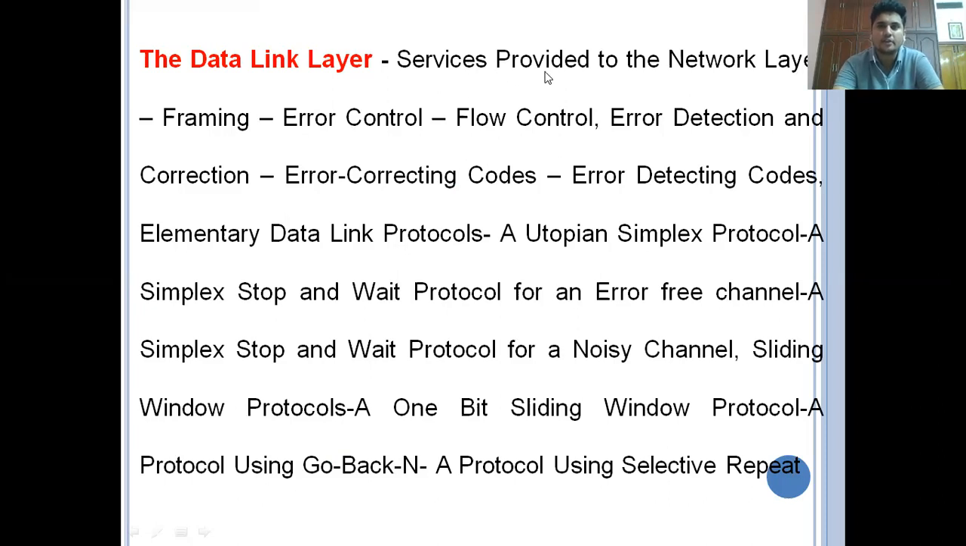That is, the service provided to the network layer, the framing concept, error control, and flow control, and we discussed error detection and correction methods. In the past video we completed error detecting techniques. In the first video, we completed the data link layer service provided to the network layer. In the next video, we covered the framing concept, and then we completed error control and flow control in one video. And in the past session, we successfully discussed error detection techniques.